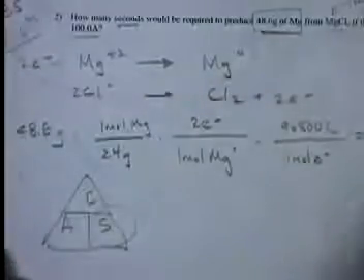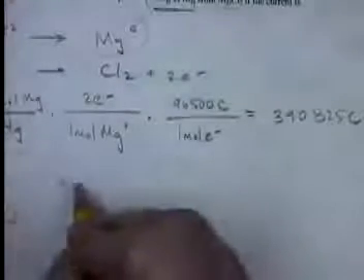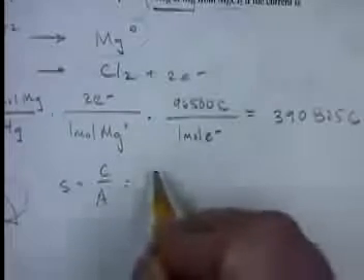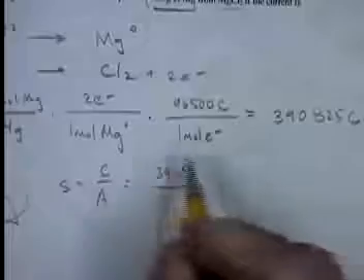So if I punch these into my calculator, I end up with about 390,825 coulombs. And then I can take this and solve it for seconds. Seconds are equal to coulombs per amperes. And my coulombs are 390,825. And my amperes up here are 100 amps. That's what I'm told in the question. There are 100 amperes of current.